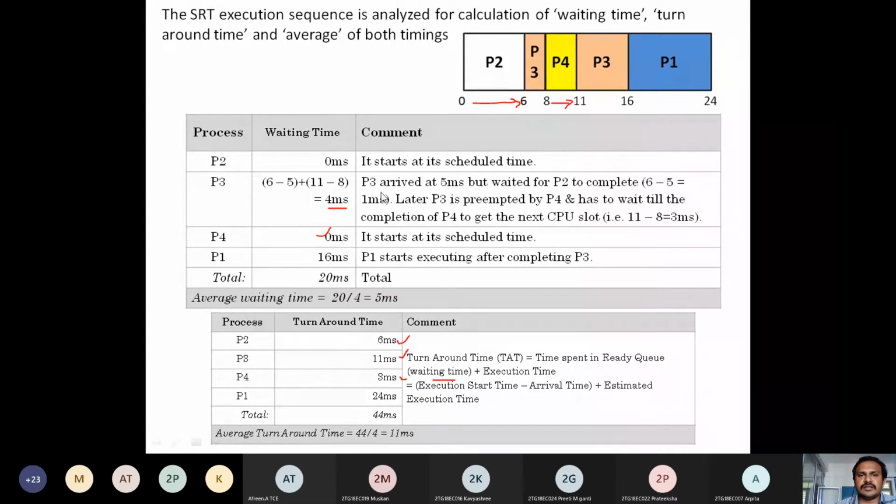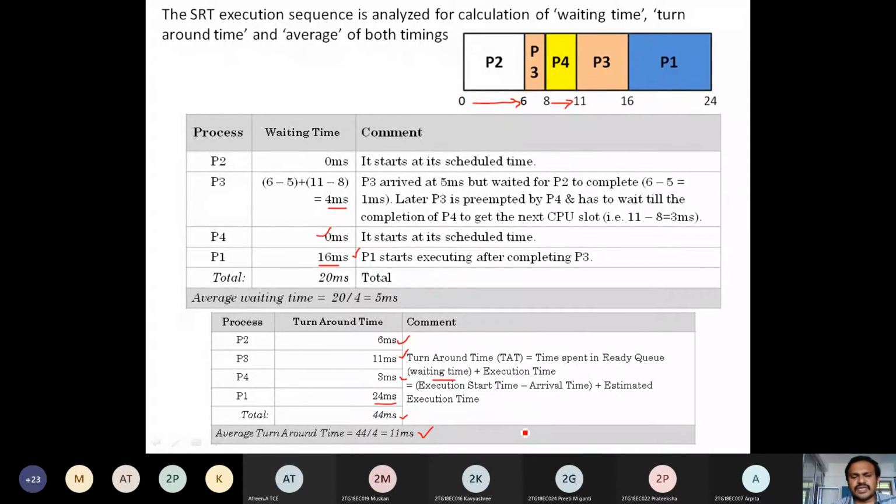What about P1 then? Yes, P1 has a waiting time of 16 milliseconds plus its execution time of 8 milliseconds. So 16 plus 8 is 24 milliseconds. So what is the total turnaround time by the system? It is 44 milliseconds. If you go for the average, 44 divided by 4, it is 11 milliseconds.